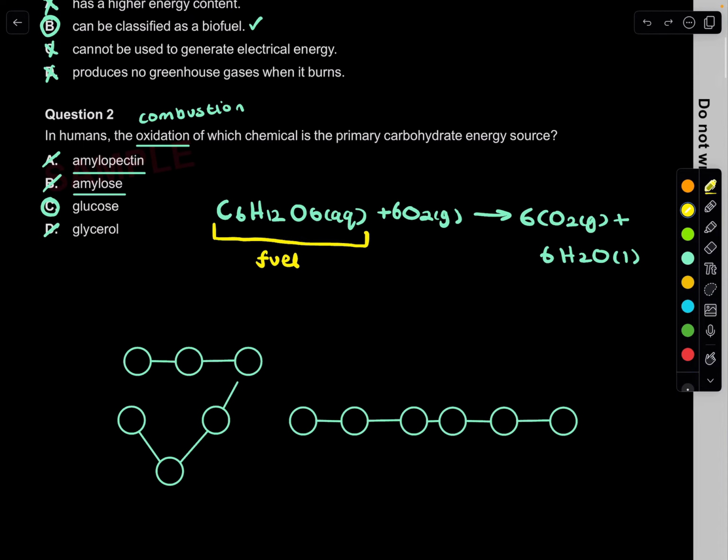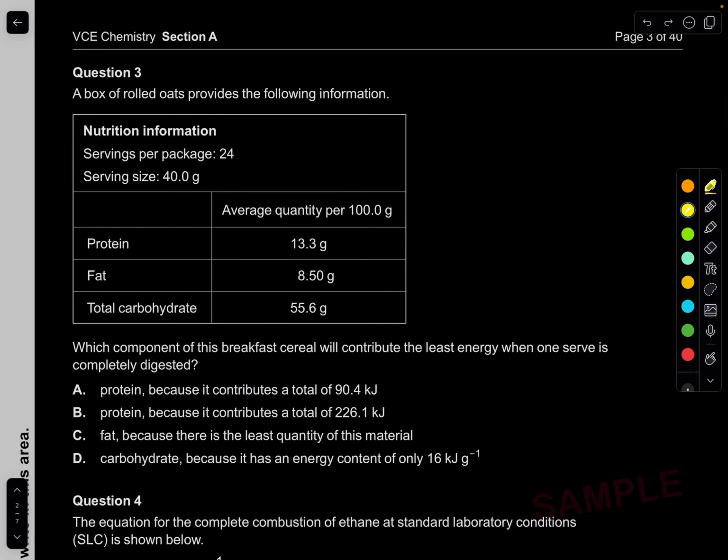So 2C. Question 3, let's have a look at this. A box of rolled oats provides the following information. So the nutritional information is given. Servings per package is 24. Serving size is 40 grams. So each package has a serving size of 40 grams. Average quantity per 100 grams. Be careful. The serving size is 40 grams, but this is the information for 100 grams of quantity.